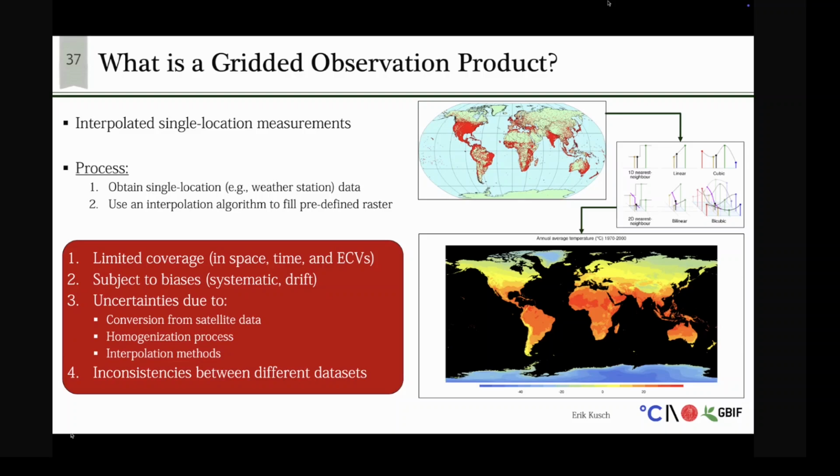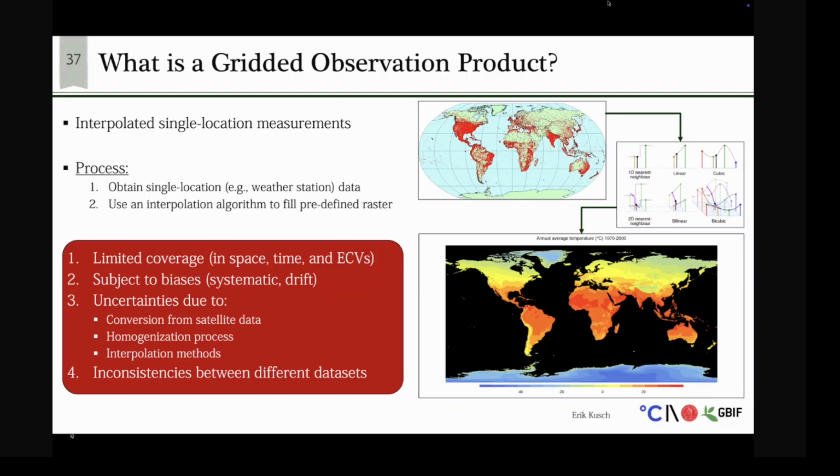In addition, these products come with a lot of uncertainty that is usually not reported, giving you the false sense of 100% certainty. These uncertainties correspond to conversion from satellite data, if satellite data is being used, homogenization processes when different loggers are used at different weather stations, which is always the case, particularly when running this at global scales, and interpolation methods, which sometimes, and I'll get to this in just a second, are not very well suited for interpolation of certain climate variables.